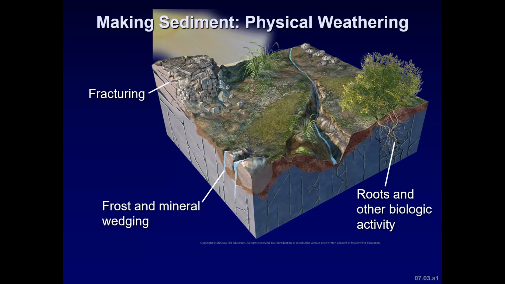With biologic activity such as root wedging, that would pry rocks apart when roots move through rock or when burrowing animals move rock and soil from the depth to the surface. And then thermal expansion, that's where extreme temperature changes cause rocks to contract and expand, and locally cause rocks to crack.